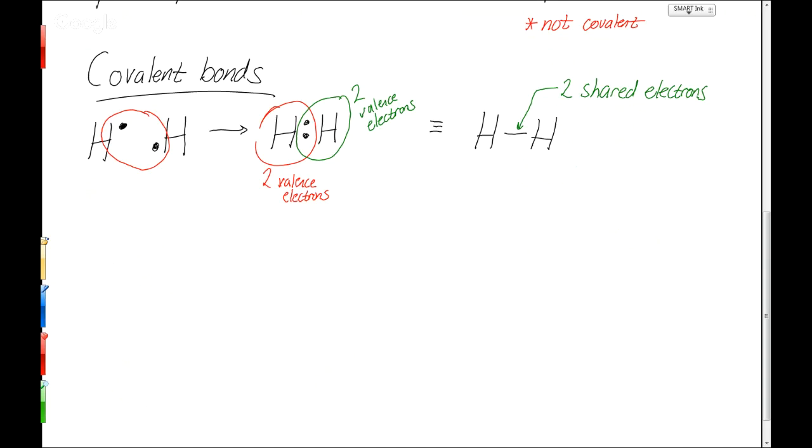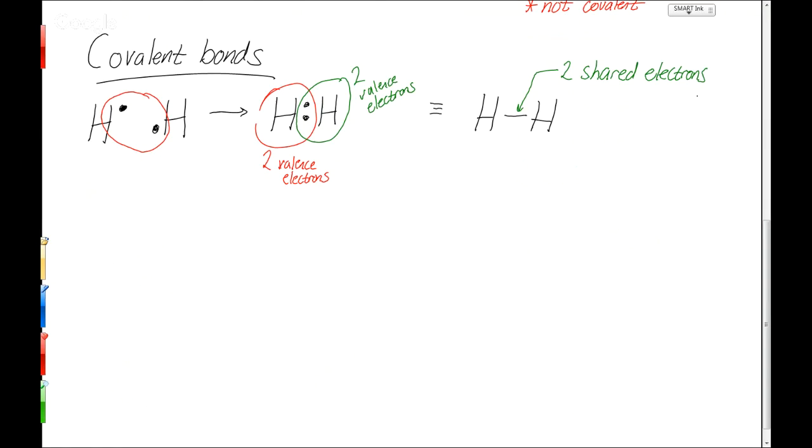So we don't use lines when we talk about ionic compounds, because that line only makes sense in the context of shared electrons. Okay. So let's see what happens when we get to slightly larger atoms. So let's take chlorine, for instance. How many valence electrons does chlorine have? 7. So we would draw 7 dots.